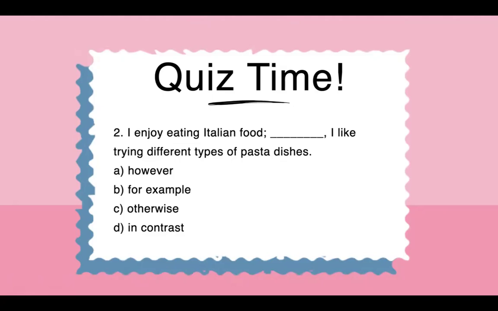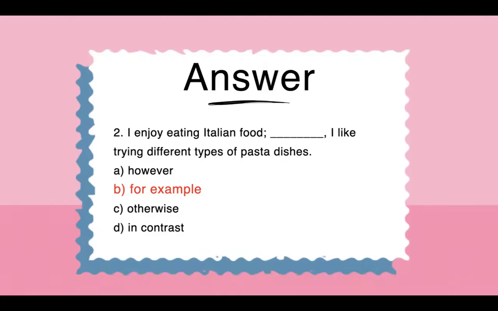Okay, let's check. So they are talking about Italian food and the type which is mentioned over here is pasta dishes. So pasta is an Italian food. So what should we write? However is opposite. No, however should not be the correct answer. For example, yes, Italian food and they have given this example, pasta. Otherwise, no, it is not making sense. And in contrast, it is opposite. So the correct answer is for example.